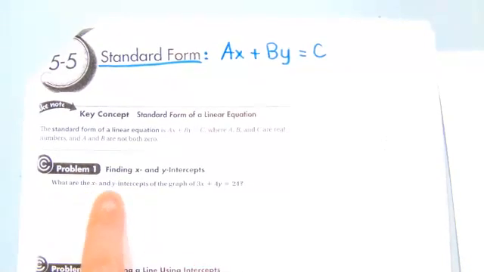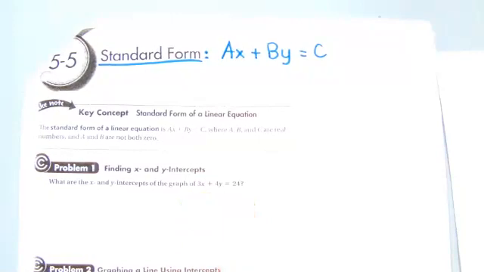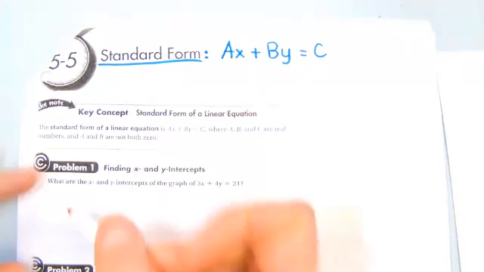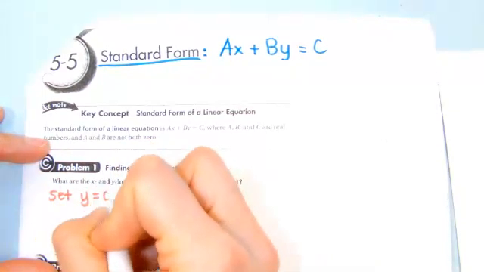So what are the x and y intercepts of the graph of 3x plus 4y equal 24? Well, this is how you do it. To get the x-intercept, you set y equal to 0, all right? We're going to set y equal to 0.